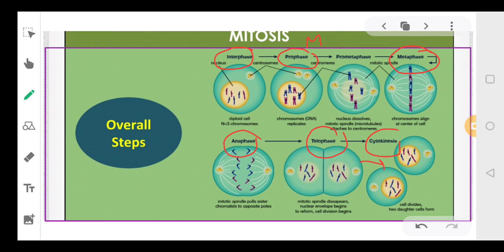So these are the overall steps of the mitosis. And in mitosis, as I told you, the same number of chromosomes are present. So this is also called equational division. What do we call it? Equational division.